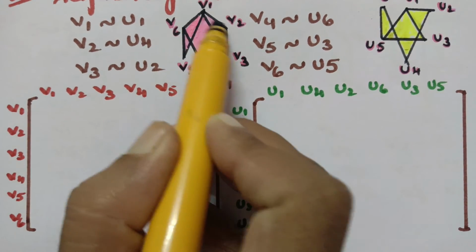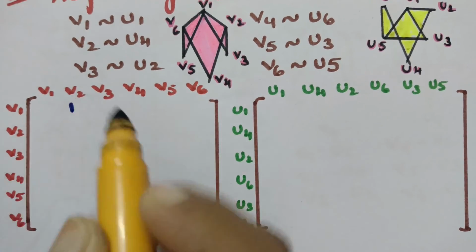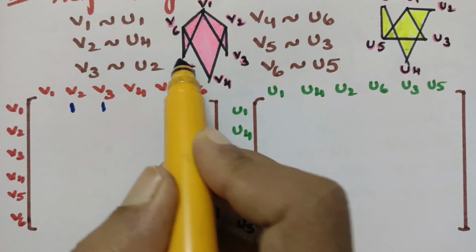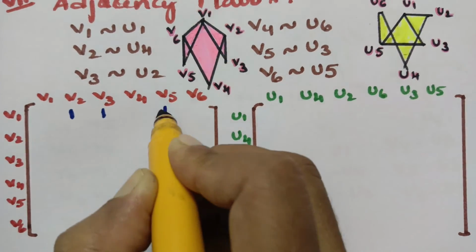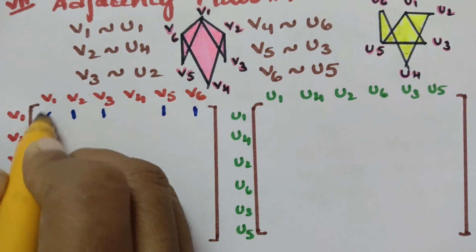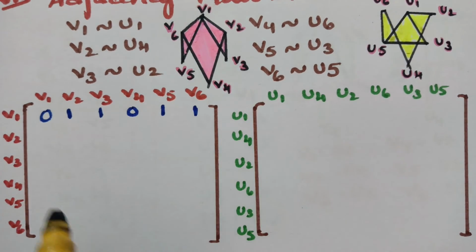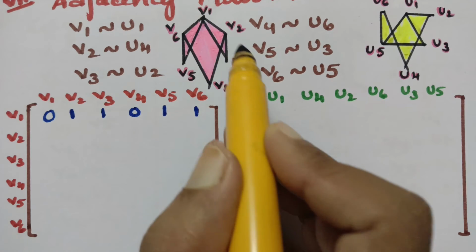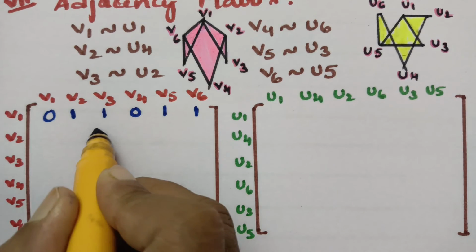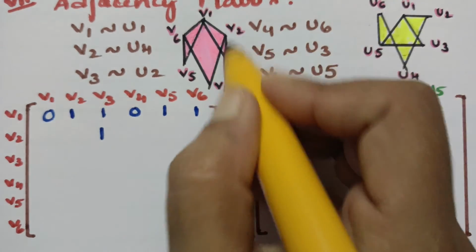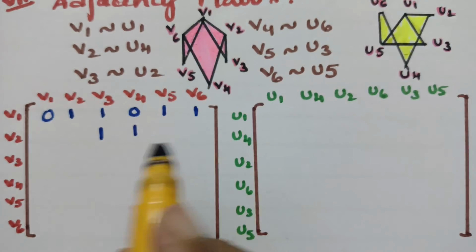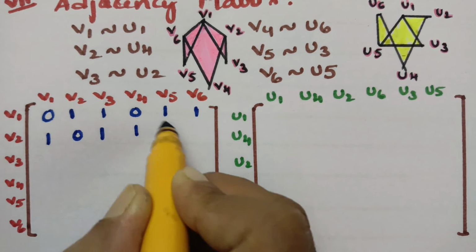So V1 has an edge with V2, so 1, and next V1 is having an edge with V3. Next V1 is having an edge with V5, so we have to keep 1 with V5, and next V1 is having an edge with V6, and the remaining are all zeros. See here. And the next one, go with V2. V2 is having an edge with V3. See here, this is V3. And next V2 is having an edge with V4. We have to keep 1 here, and it is having an edge with V1. So this is 1, and the remaining are all zeros.